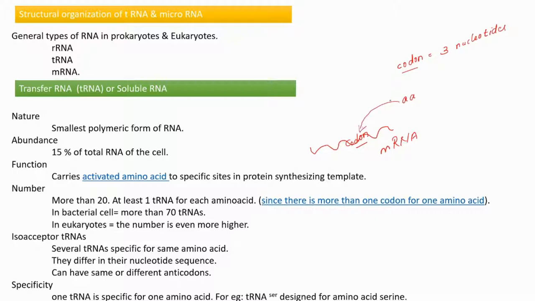This transport is done by tRNA, and that amino acid that is ready to transfer is activated amino acid. Simply, the amino acid that is attached to tRNA is called activated amino acid. So now I am going to show you the process of this activation.